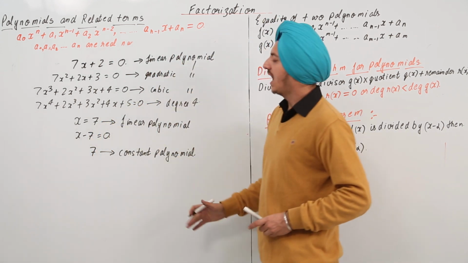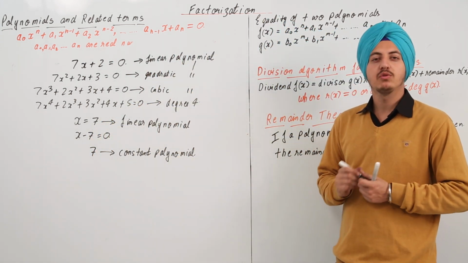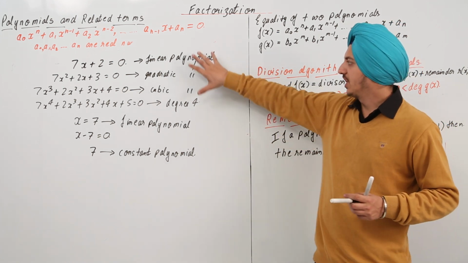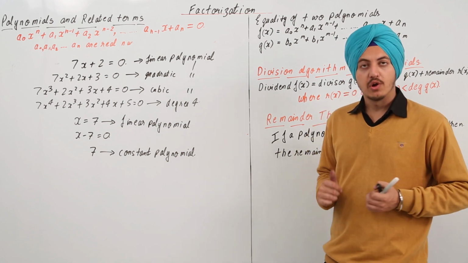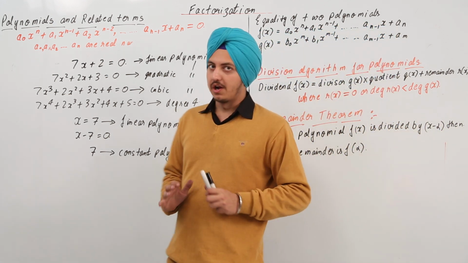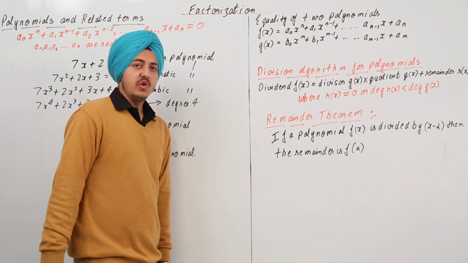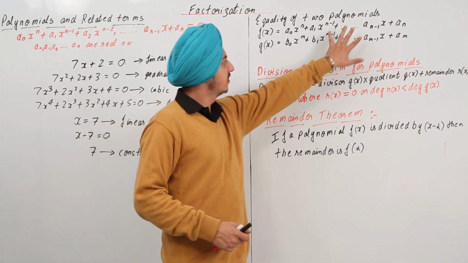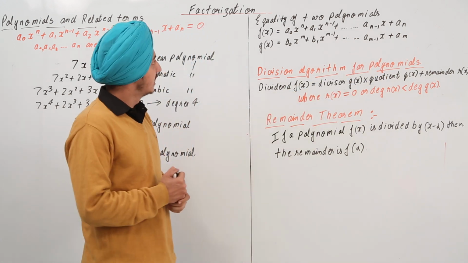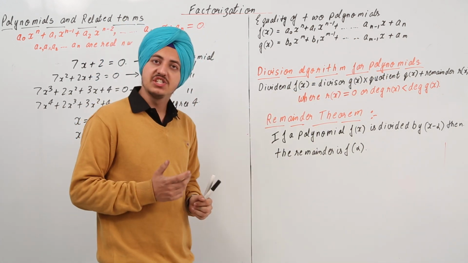Okay, so now we have a broad idea about what polynomials are. Linear, quadratic, cubic, degree 4, again linear, and this is a constant polynomial. So we know what polynomials are, right? Now let's move on to equality of two polynomials, right? In general, we've written two polynomials. The first is f(x) and the second is g(x).